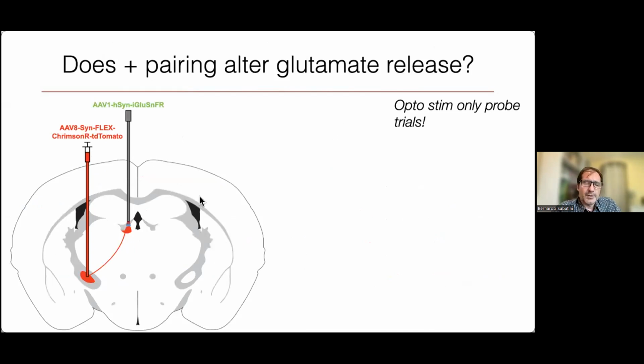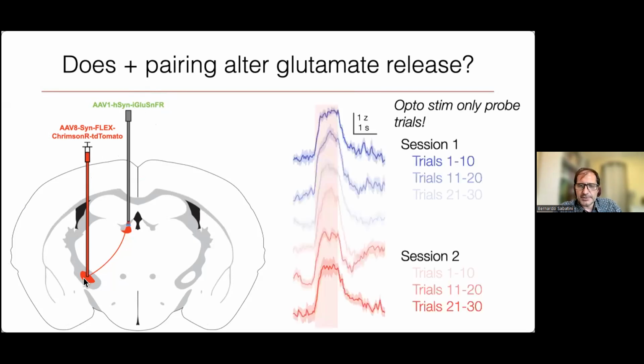Okay, so what's the analysis that we've done in the circuitry? In this case, we're expressing channelrhodopsin in these entopeduncular somatostatin cells, and then we're analyzing what's going on in the habenula or in the nucleus accumbens. The first data I'm going to show you is analysis with a glutamate sensor of glutamate release in the habenula that's evoked by optogenetic activation of these EP inputs, okay?